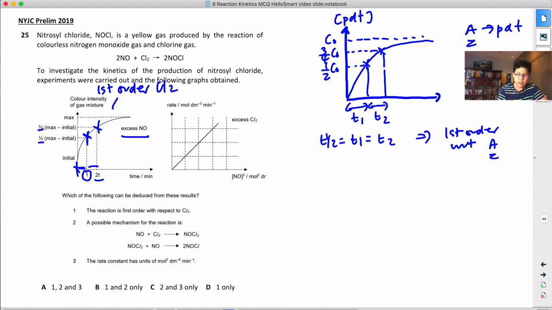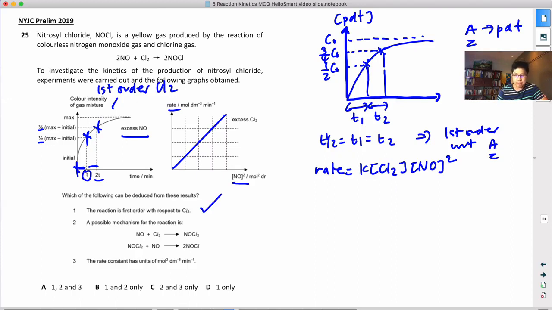This one you can see that rate versus NO squared is proportional. So we know that this is second order with respect to NO. This is going to be the rate equation, rate equals k[Cl2][NO]^2. So this is the rate equation. The first part, the reaction is first order with respect to chlorine. That's right. A possible mechanism for the reaction is as follows.